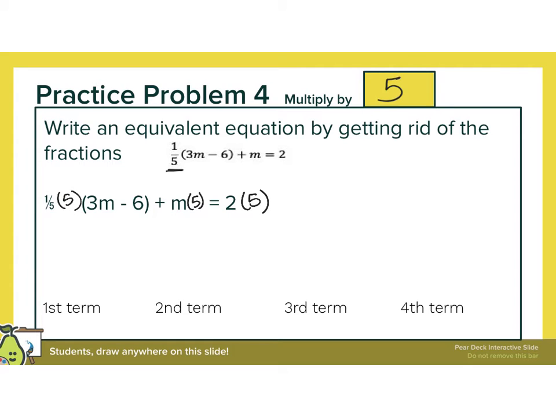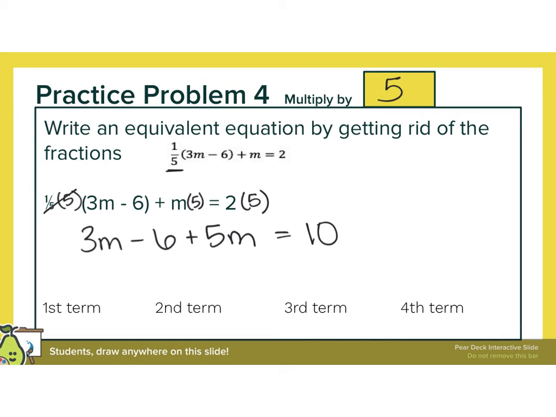So 1/5 times 5 is 1. I don't have to write that. So I have 3m minus 6 plus m times 5 is 5m equals 10. You don't have to combine like terms or anything, okay? We're stopping here, and we're just going to list what our 4 terms are.